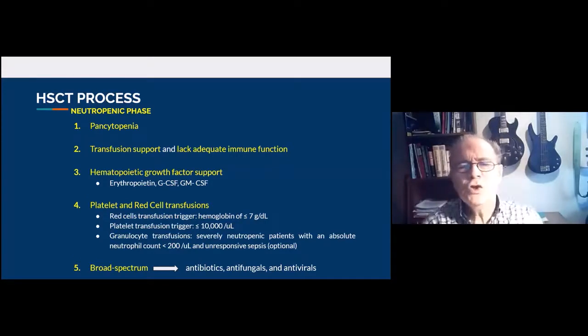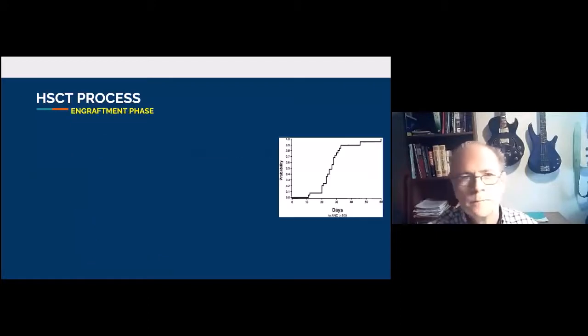The red cell transfusion trigger is hemoglobin down to 7 grams per deciliter, and the platelet transfusion trigger is 10,000. Sometimes, in unresponsive sepsis with severe neutropenia, down to 200 neutrophils per milliliter, granulocyte transfusion could be done. And you have to know the broad spectrum antibiotics, antifungals, and antivirals.